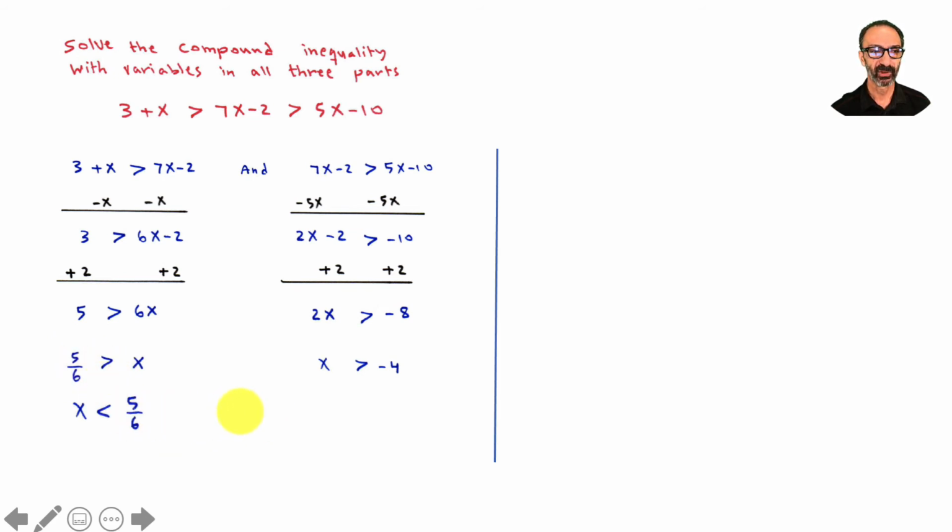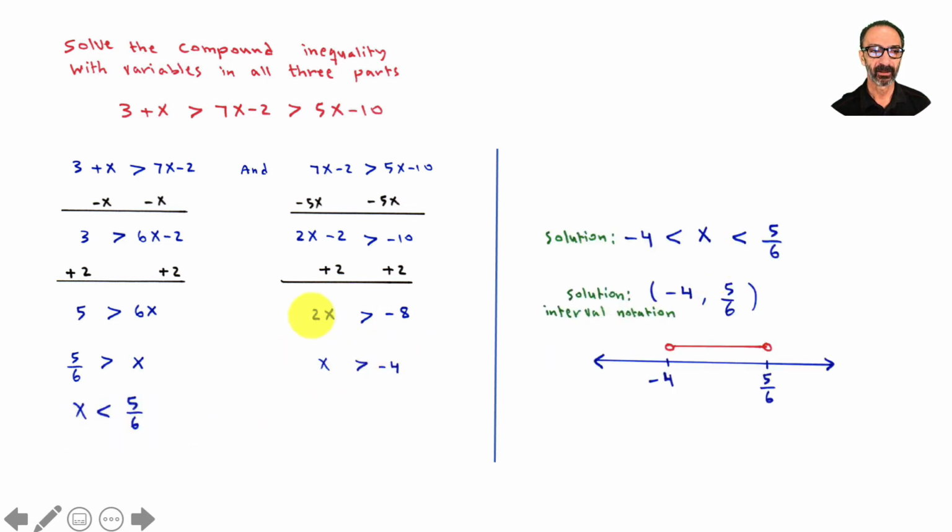Alright, let's put them back together, this piece and this piece. That says x is greater than -4, and also x is less than 5 over 6, in one statement. Open parentheses from -4 all the way to 5 over 6, open parentheses. Graphically, from -4 to 5 over 6, not including -4, and not including 5 over 6.